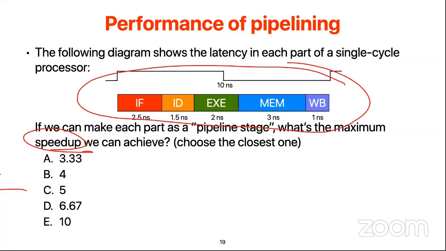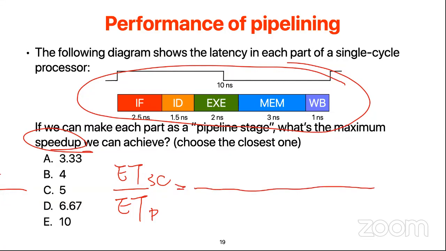what's the definition of speedup? The execution time of x over y. Right, but for this case, who should be on the top and who should be on the bottom? The top should be the original, the non-pipeline version, that's the single cycle, right? Single cycle and pipeline. So what's the execution time of a single cycle over pipeline?